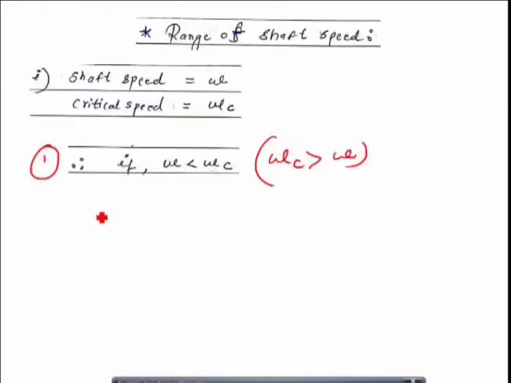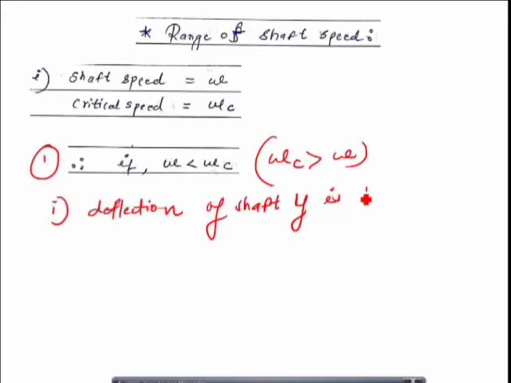The deflection of the shaft, you have to remember a few points here. If omega is less than omega c, or omega c is greater than omega, the deflection of the shaft y is always positive. So in this speed range, the deflection of the shaft y is positive. What does that mean?